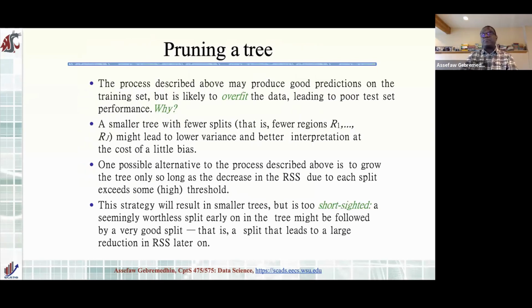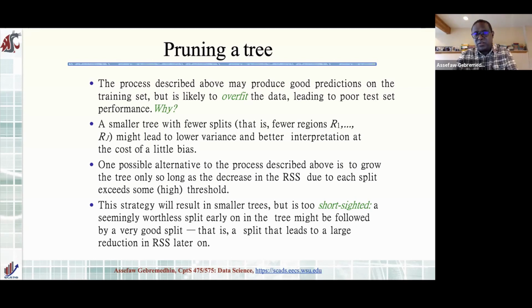Okay, so I told you that when we are working with a tree, we are applying an algorithm that's top-down and a greedy one, and we could go very far until we get to a terminal node that is just single observations, and that is usually too expensive. We don't want to do that, and we may even stop earlier when we haven't made much progress.